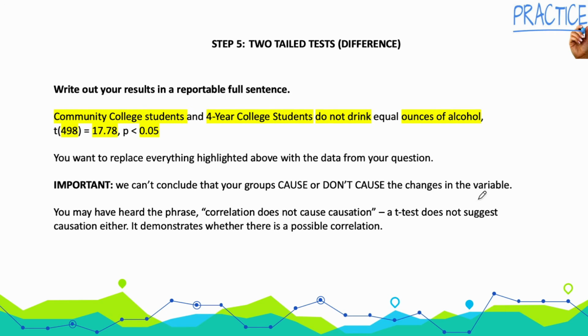Again, we're not saying that going to community college or a four-year college or being one of those students causes the differences in ounces of alcohol drunk on average. We're just saying that there's a correlation. We're seeing a pattern that there is a difference, that they do not drink equal ounces of alcohol on average.